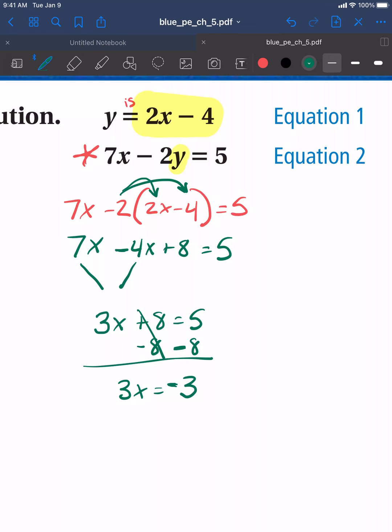Wouldn't 8 be the smaller number? Well, technically, yes. I'm just asking numerically, who is bigger, 8 or 5? Numerically, 8. Now what? Divide by 3. Okay, divide by 3. It's going to be negative 3 divided by 3, so negative 1.